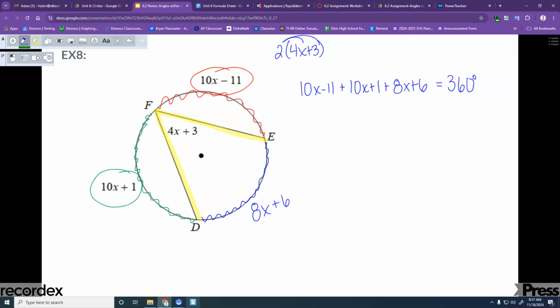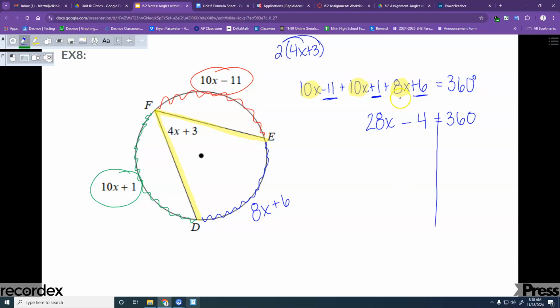And so to solve that, it makes kind of a long equation, but after this first step, it goes back to being a pretty simple one. You got 10x, 10x, and 8x. So if you add those together, you'll get 28x. And then you have negative 11, positive 1, positive 6. That is going to give us negative 4 when we add those together. So I was just combining my like terms over here on this left side.